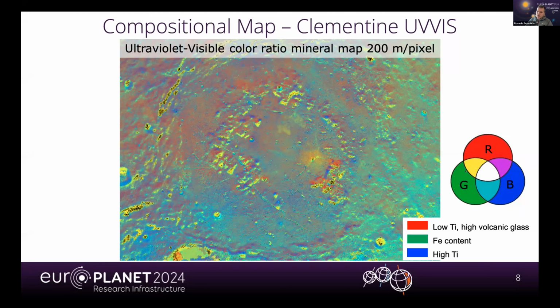We know from this color composition that, for example, red plus blue does purple, blue plus green does cyan, and green plus red is yellow. It means that if we have yellow, we have a combination of low titanium, high volcanic glass abundance, and low iron content. If we are in a cyan area, we have high iron content and high titanium content. In blue areas, we have high titanium content. This is basically how to read this map.